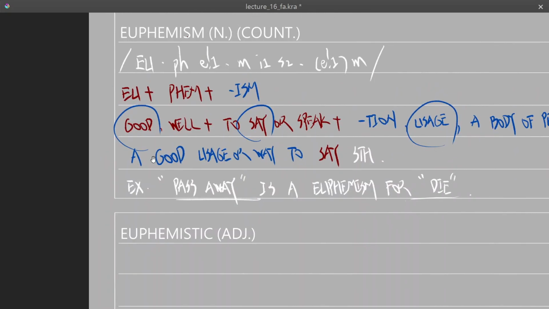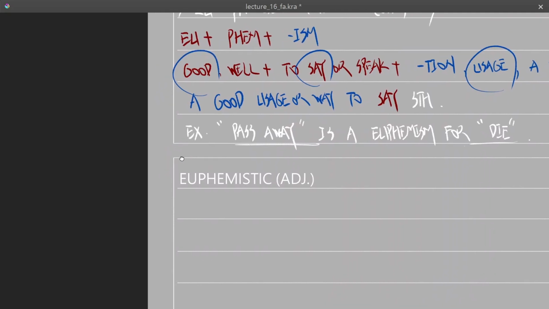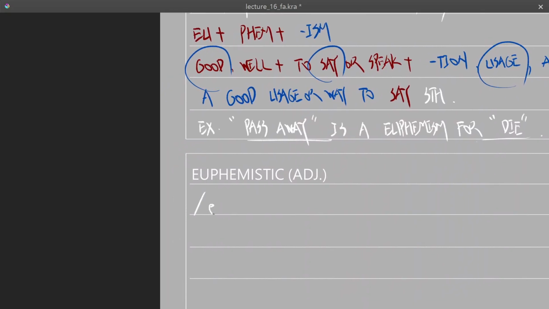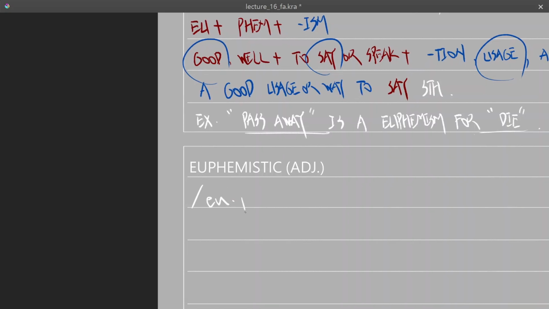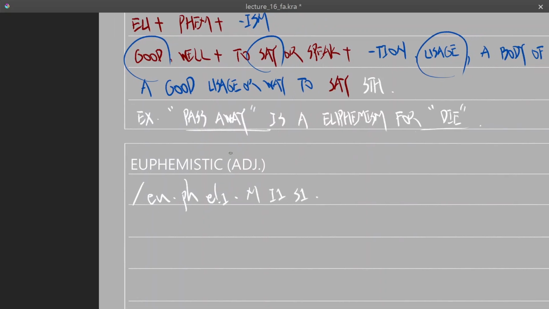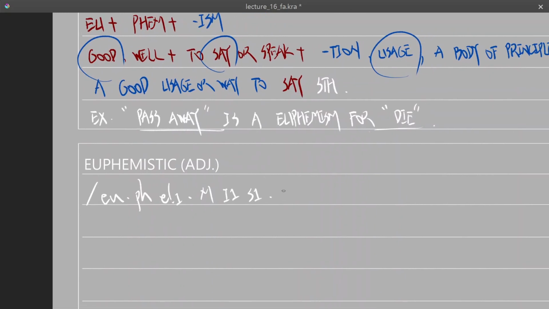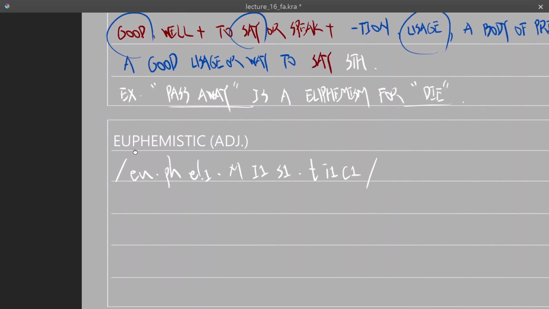All right. Next we have the adjective euphemistic. Euphemistic.